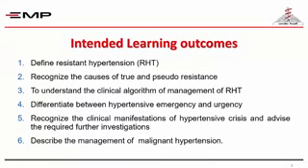Our intended learning outcomes for this lecture are to define resistant hypertension, to recognize the causes of true and pseudo resistance, to understand the clinical algorithm of management of resistant hypertension, to differentiate between hypertensive emergency and urgency, to recognize the clinical manifestations of hypertensive crisis and advise required further investigations, and to describe management of malignant hypertension.